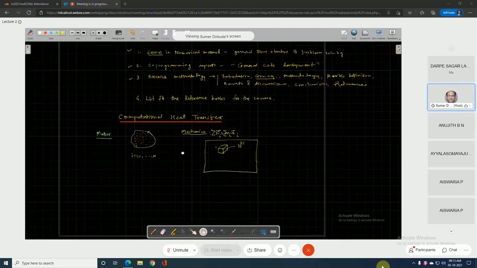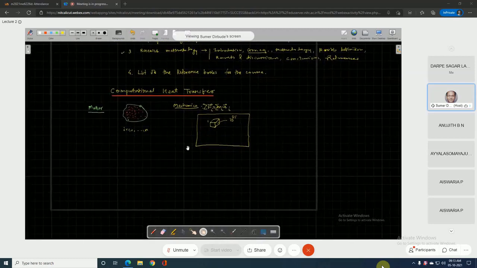So as a remedy to this, there is a hypothesis called the continuum hypothesis, and building on this continuum hypothesis, you have continuum mechanics. So instead of viewing this matter as a discrete collection of particles, it is considered as continuous.